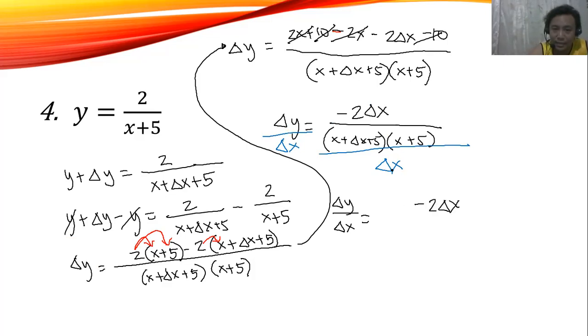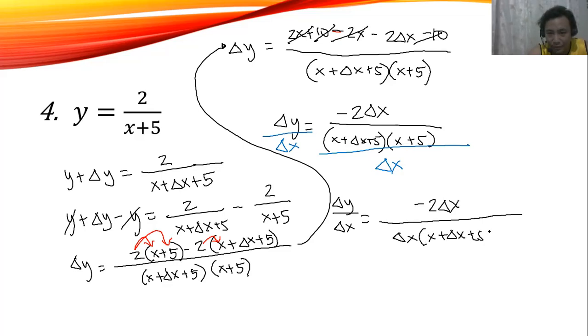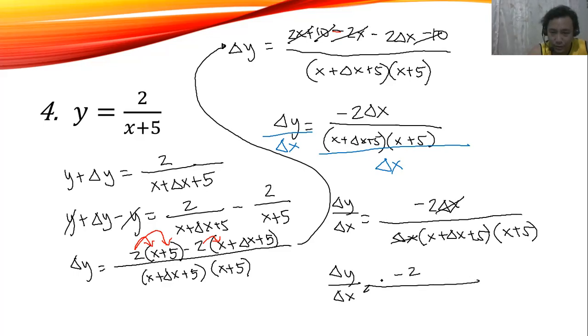x, and then si delta x, i-multiply natin dito sa x plus delta x plus 5 times the quantity x plus 5. Therefore, we have delta x times x plus delta x plus 5 times x plus 5. So, cancel si delta x. So, we now have delta y over delta x is equal to negative 2 all over x plus delta x plus 5 times x plus 5.